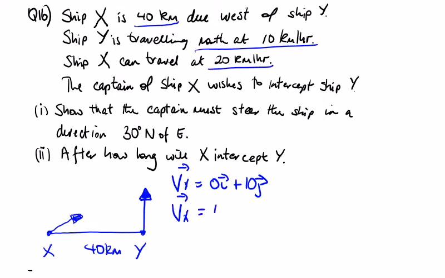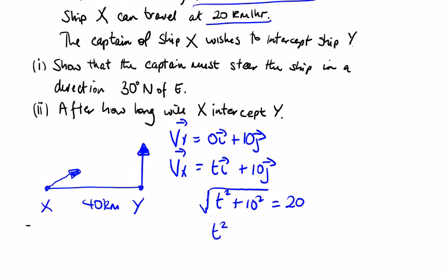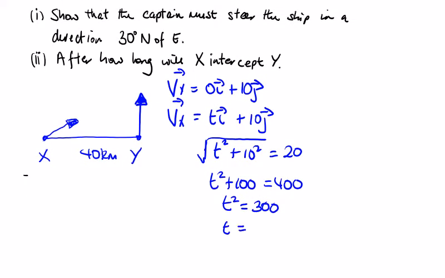Okay, well that will give us some information, but if we just call this ti, the j velocities will have to match here. Obviously, we're going to say the square root of t squared plus 10 squared is equal to 20. Travel at 20. So t squared plus 100 is equal to 20 squared, which is 400. So t squared is equal to 300. And that's going to be t is equal to square root 100 by square root 3, 10 root 3.